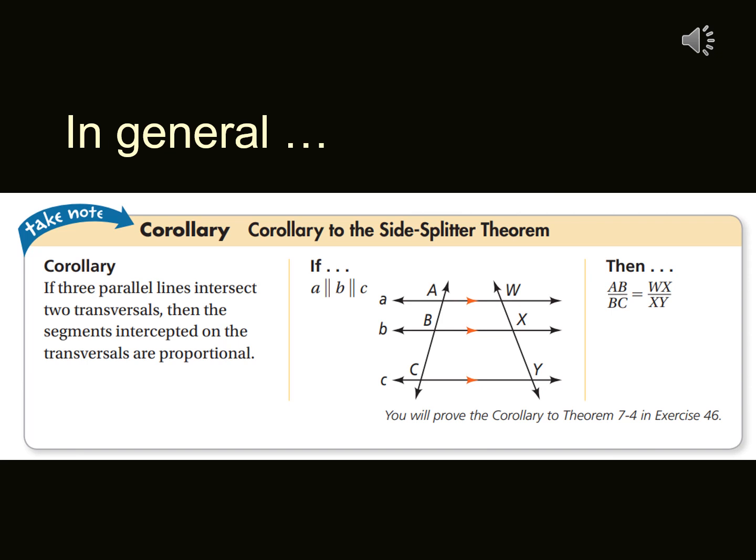Here's what your book calls the corollary to the side splitter theorem. It says if three parallel lines intersect two transversals, then the segments intersected on the transversals are proportional. So all this is really saying is you don't even actually need a triangle. You can have two lines that if you extended them would make those triangles, and as long as we have parallel lines, the parts of them on the left and the right have to be proportional.